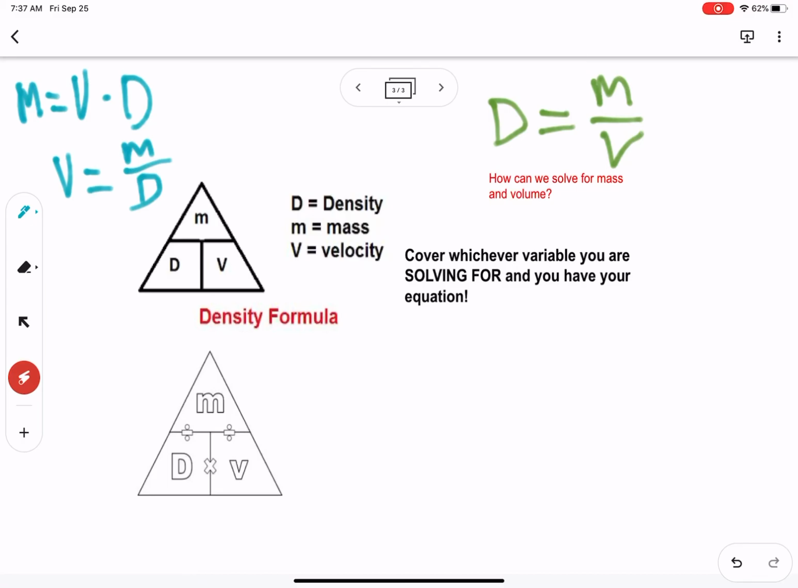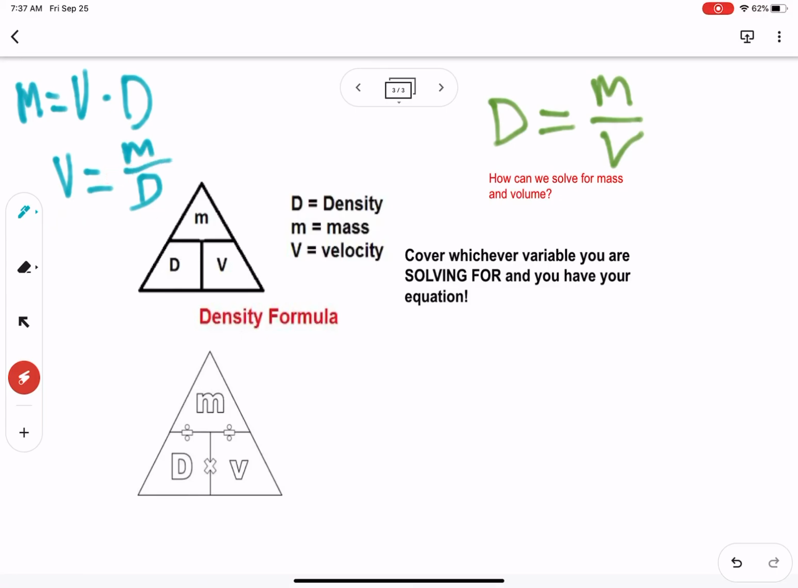What if I wanted to solve for mass? Well, I'm just going to cover the M. What am I left with? I'm left with density times volume. Look at this: mass equals density times volume. So I just had to cover that M, and I had that equation right there. What if I wanted to solve for volume? If I cover that V, what am I left with? I'm left with mass over density. Volume equals mass divided by density.